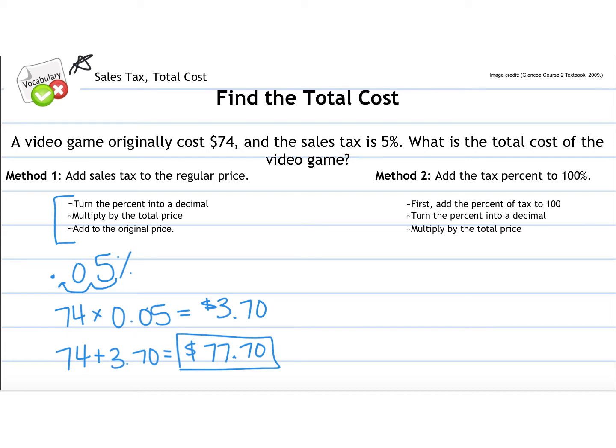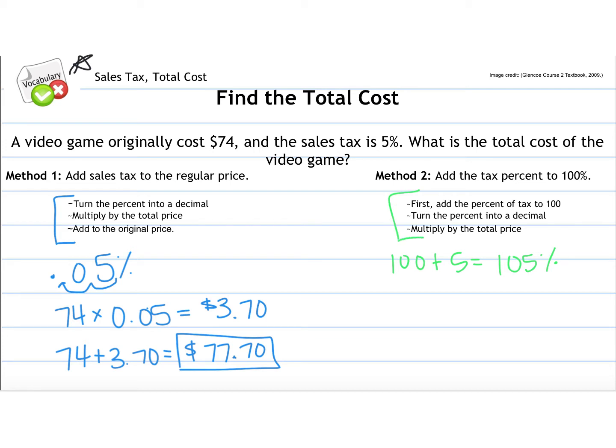That's the first method. Second method is to add the tax percent to 100%. So when you're paying an extra 5% on something, the original item was already 100%. That was the full cost. So then if you're paying an extra 5%, you're now technically paying 105%. Okay. So add that to the percent, so write these steps down.